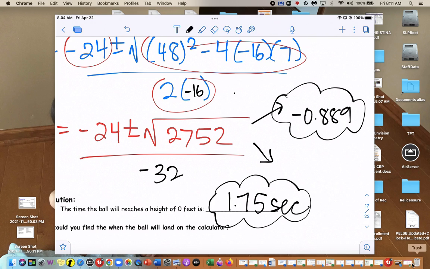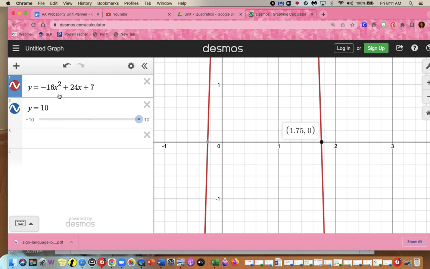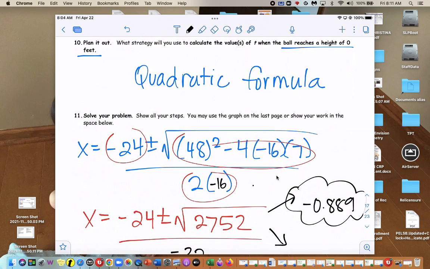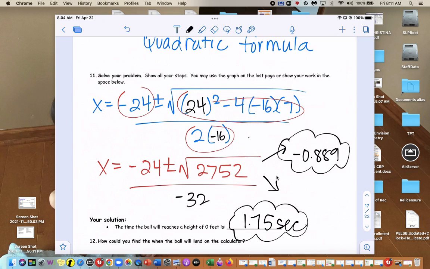And again, on our calculator, let's just see if I typed that in right. Yep, negative 16, 24, 7. Here's where it hits the ground, height of 0. So I just typed something in wrong here. Negative 16, that's right. Oh, yeah, I found my other mistake. There was one more, right here. This should have been not 48, but 24 is my B value. Okay, so recalculate one last time.